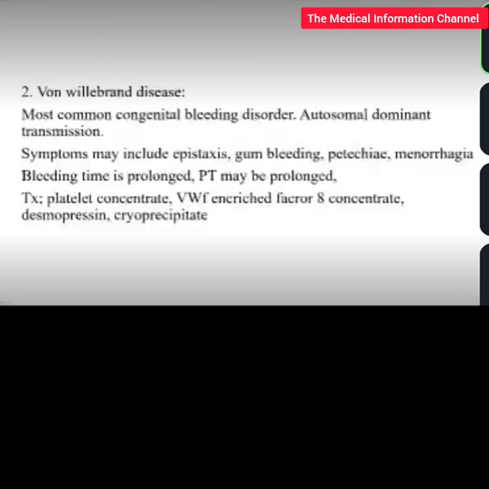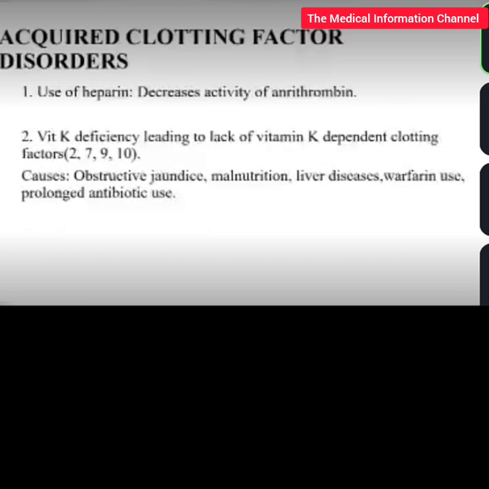Then von Willebrand's disease is the most common congenital bleeding disorder. It's also by autosomal dominant transmission. Symptoms may include epistaxis, gum bleeding, petechiae, menorrhagia. The bleeding time is prolonged and thrombin time may be prolonged. Treatment can be by the administration of platelet concentrate, von Willebrand factor enriched factor 8 concentrate, use of desmopressin, and use of cryoprecipitate.